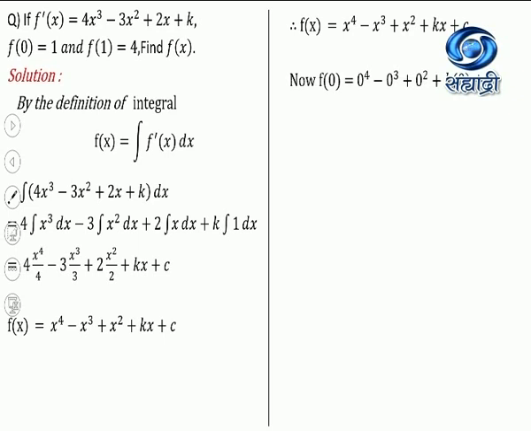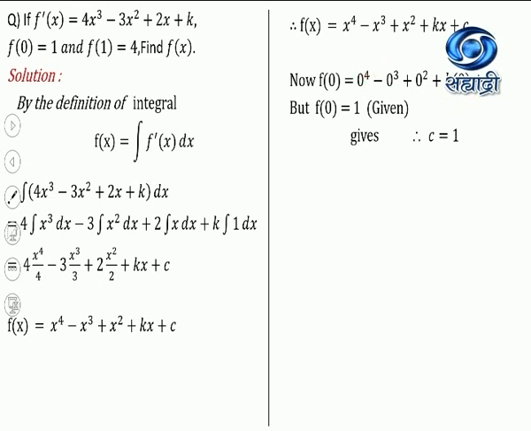So f of 0 equal to, whenever we are finding f of 0, we simply substitute 0 in place of x. So we get 0 raised to 4 minus 0 cube plus 0 square plus k into 0 plus c. Correct? So here f of 0 equal to 1 is given. Therefore, now all these terms become 0.